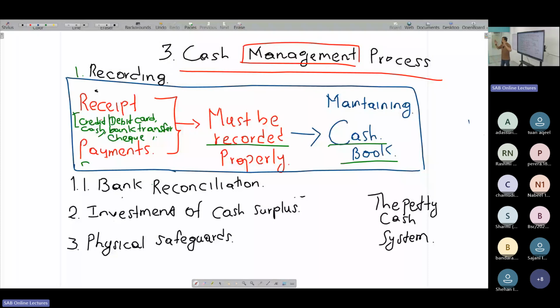Okay, this is the brief introduction of the cash management process. Now we will move on to the detailed part.